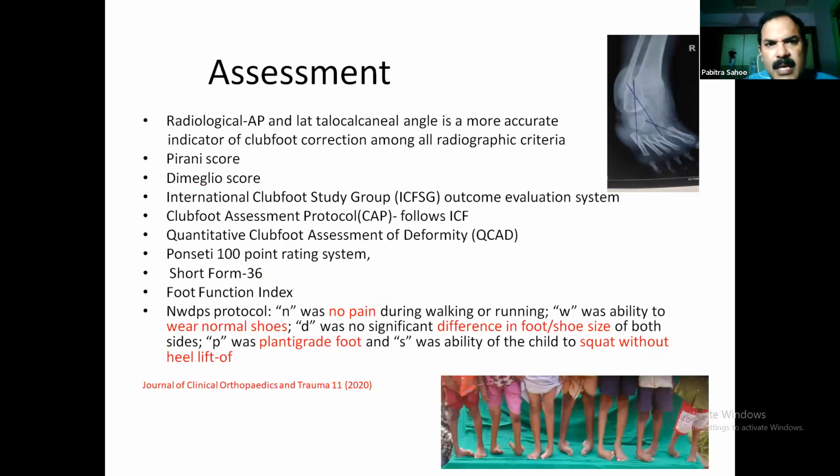Next part is the assessment part. Before that, I must tell something about the clinical examination of the club foot. In an examination, students usually go straight to saying it is club foot, small foot, crease like that. So it should not be presented in this way. It should be presented under the same headings as other musculoskeletal conditions: inspection, palpation, movements, measurements, and special tests.